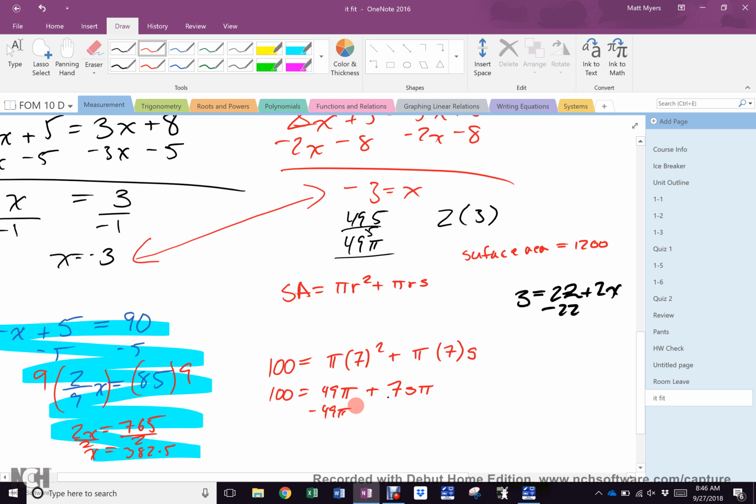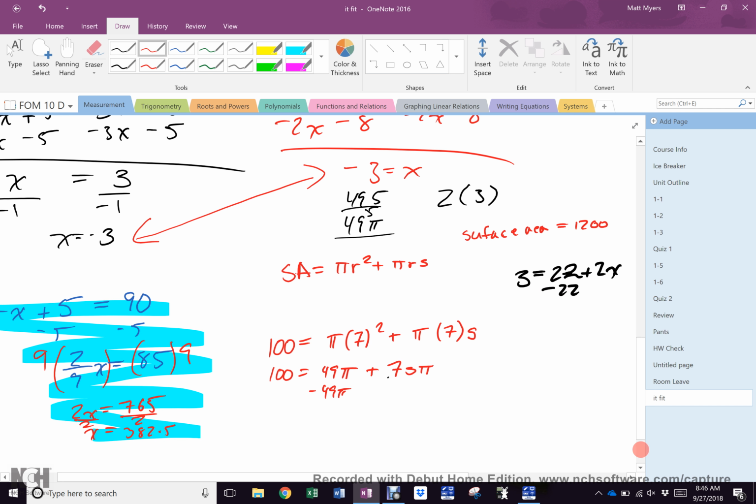Right? And would you do the same thing for 1200? Of course you would, because the rules never change. If you change this side, you have to change this side. So I have 1200 minus 49 pi. Why is that 1,200 though? It doesn't matter, because it's a different question. Okay. Because the numbers don't matter. The method matters. Equals 7s pi, right? Now, if I told you that you had 28 equals 7s, what would you do with the 7?